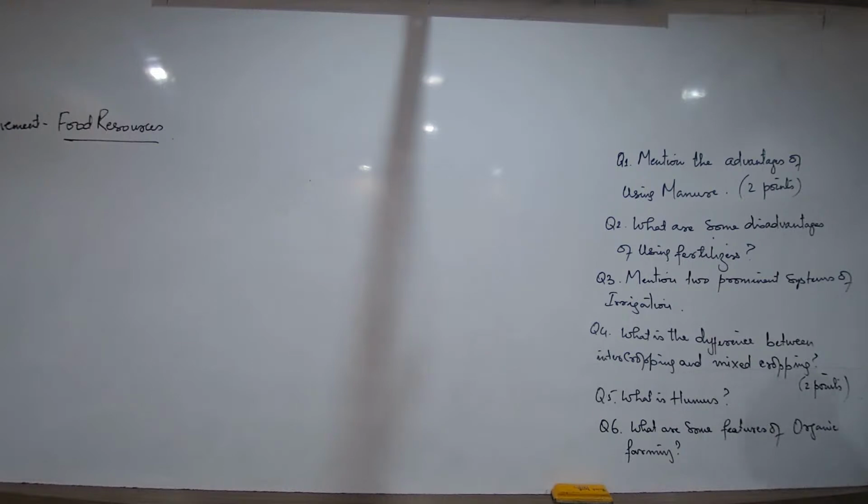Come to the second one. What are some disadvantages of using fertilizer? One at a time. No chorus singing. One at a time. It can destroy the soil fertility. Disadvantages of fertilizers: if fertilizers are used over a long period of time, they destroy soil microbes. Right answer. They destroy soil microbes. Second point.